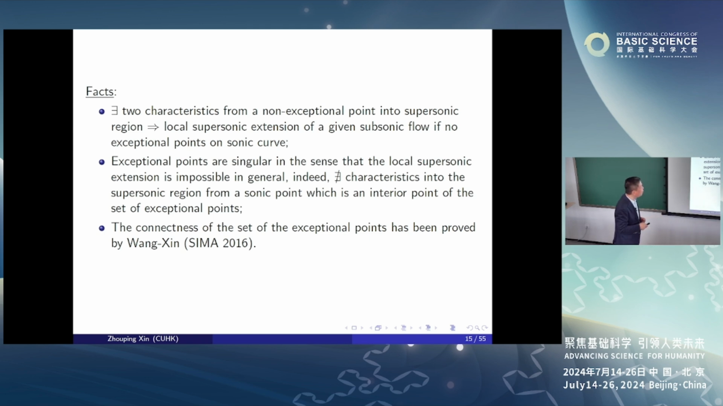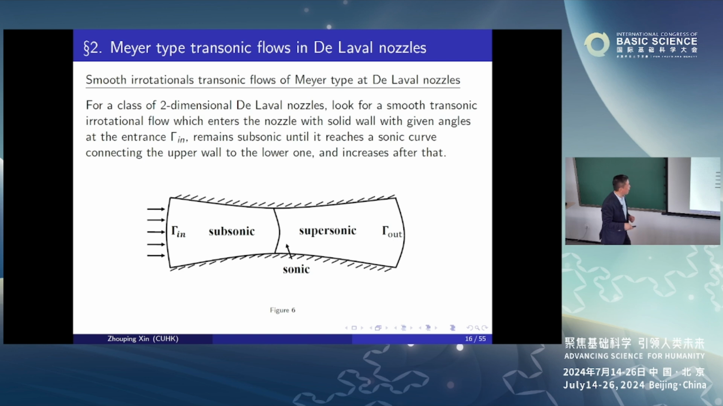So then Chunpeng Wang and I tried to study the exceptional points. Actually, we have quite a clear description of the set of these so-called sonic points, giving a structure of this set. But it turns out this is not that crucial in our little theory. Now let me tell you a little bit. The first result we did is on the smooth irrotational transonic flow of Meyer type. So that's our first result, which is two-dimensional and irrotational.